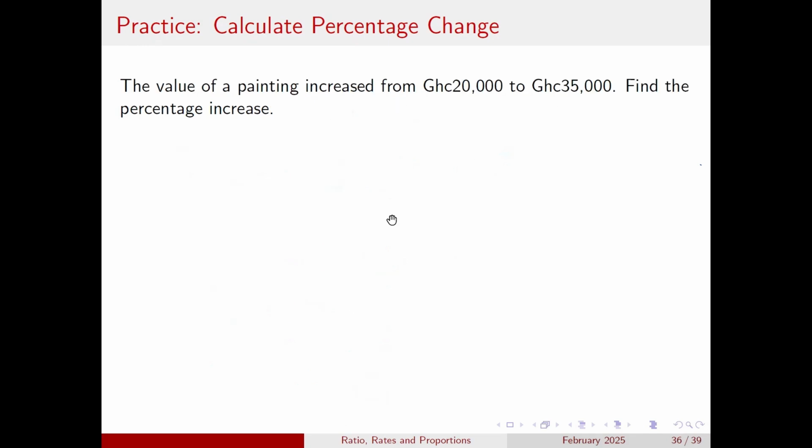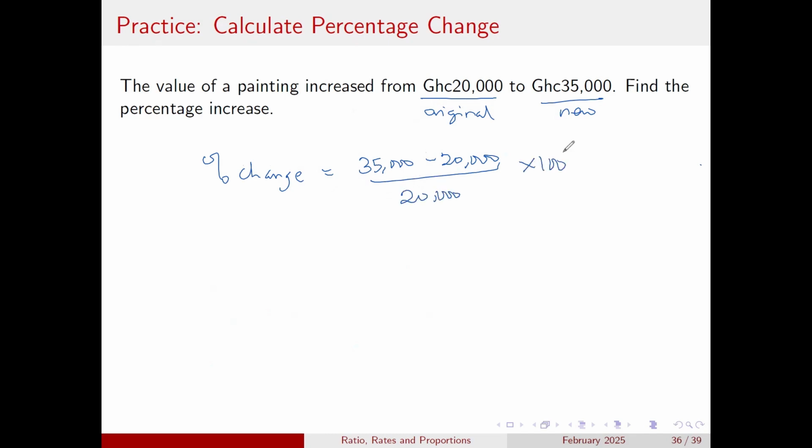Another example: the value of a painting increased from 20,000 to 35,000. Find the percentage increase. Right, so to find the percentage increase, we need to know what our original value is and then our new value is. This is our original value. This is our new value. So therefore, the percentage change is equal to 35,000 minus 20,000 all over 20,000 times 100%. So the numerator here gives us 15,000 all over 20,000 times 100%.